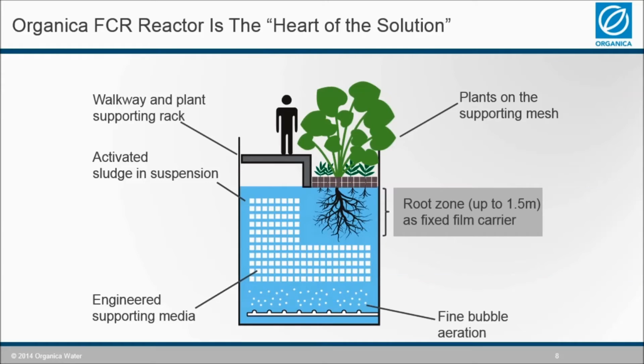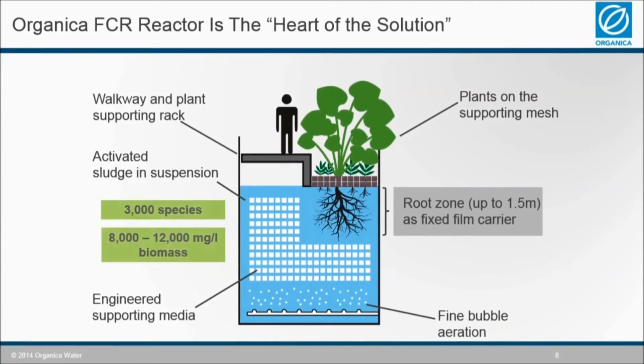But as you see, the plant roots generate a symbiotic relationship with the biomass. It increases the diversity of the biomass to about 3,000 species in the reactor, significantly more than the conventional processes.